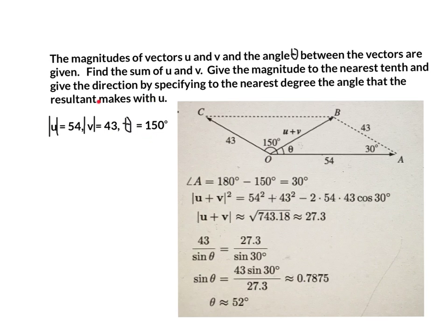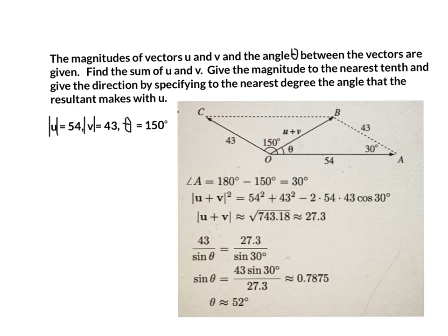So I wrote the information here. Vector u has a magnitude of 54. Vector v, remember the absolute value symbols, I hadn't shown you that. In vector notation they look like absolute value symbols, and that means magnitude. So the magnitude, or length, of vector u is 54. The magnitude of vector v is 43. The angle between the two vectors is 150. I drew vector u here and vector v there. One's 54, one's 43, and the angle between is 150 degrees.